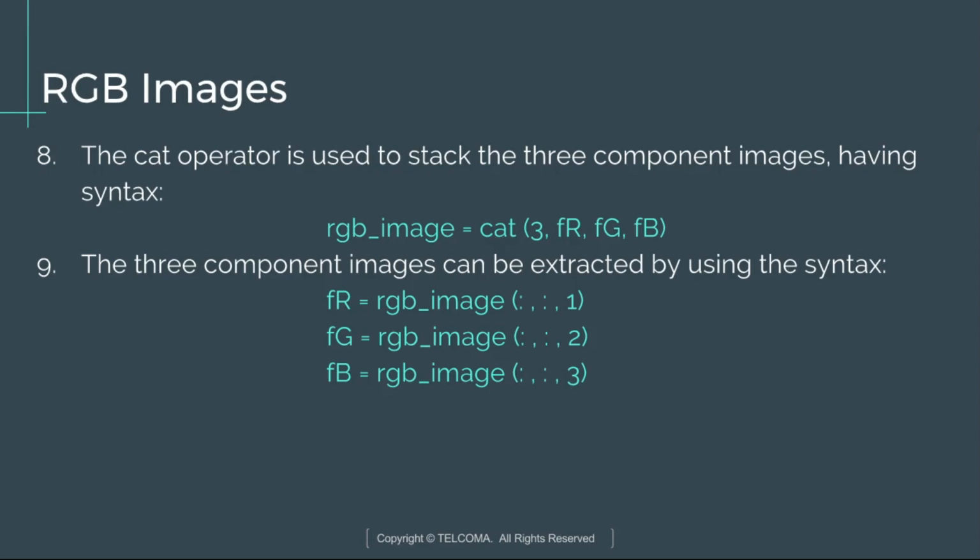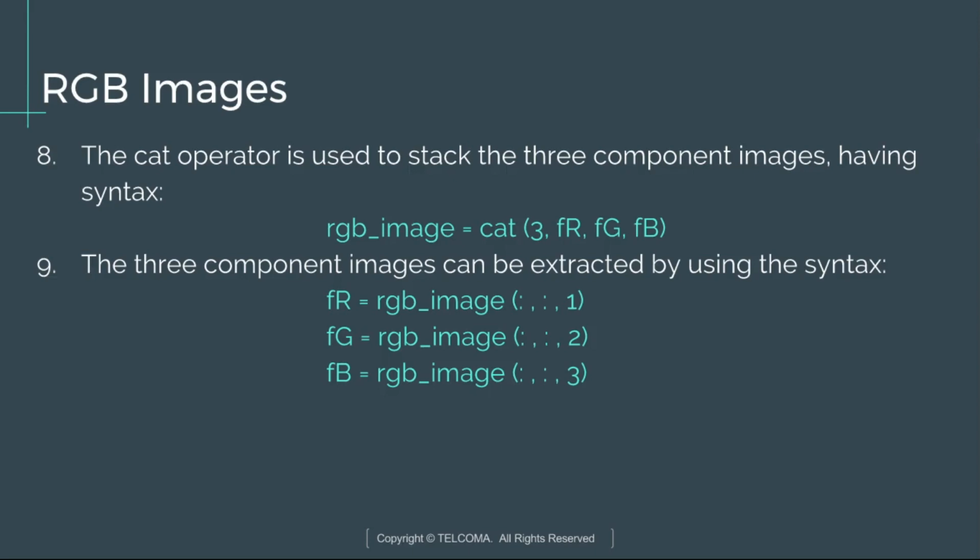The cat operator is used to stack the 3 component images, having syntax as shown here. The order in which the images are placed in the operand matters. If all component images are identical, the result is a grayscale image. Let RGB image denote an RGB image. The following commands extract the 3 component images as shown.